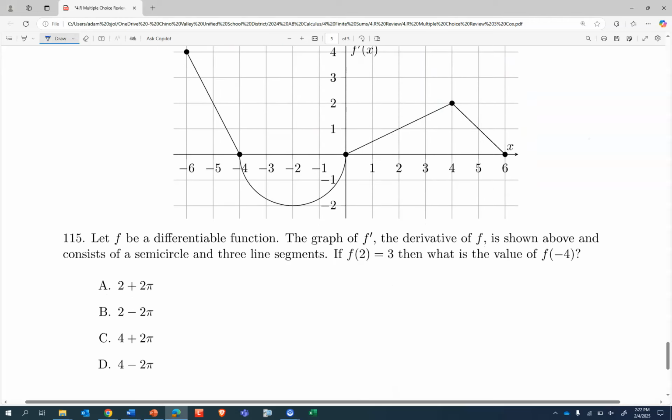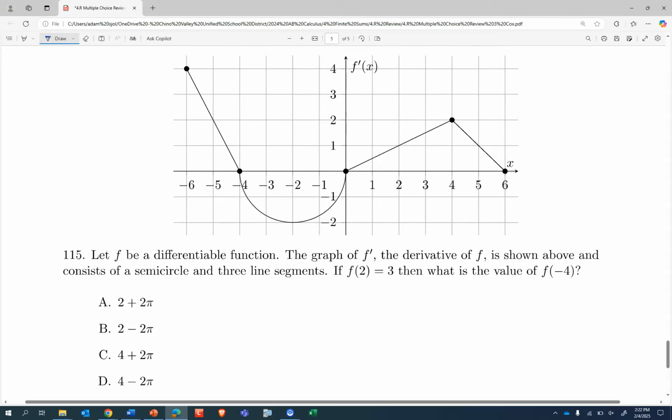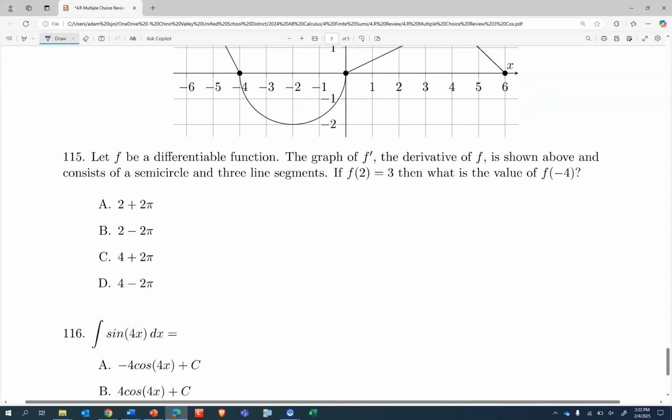Now we're getting somewhere. This graph really feels like a free response, released one. Let f be a differentiable function. The graph of f prime, the derivative of f, is shown above and consists of a semicircle and 3 line segments. F of 2 is 3. What's f of negative 4? Okay, we'll come back to that graph in a second here.